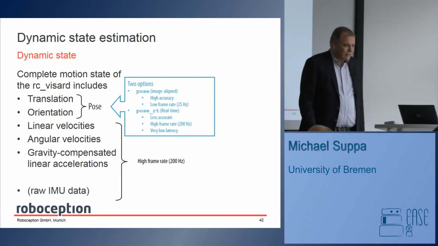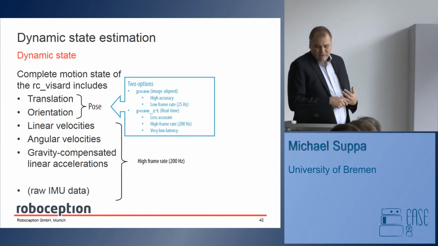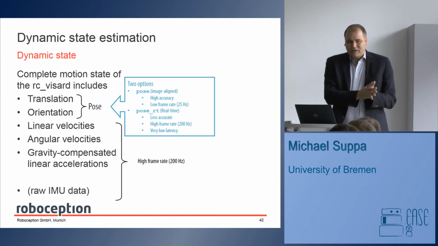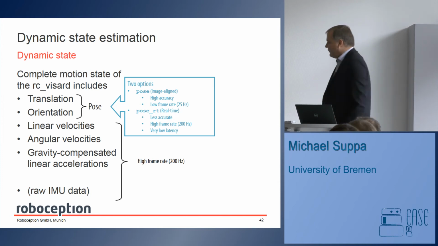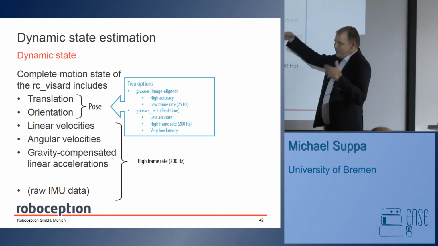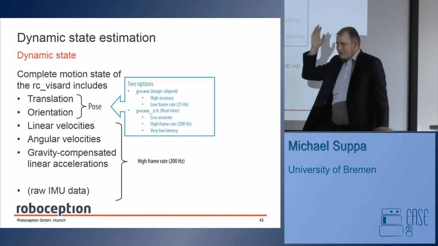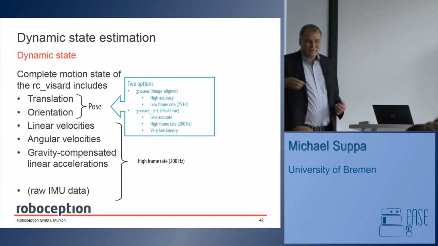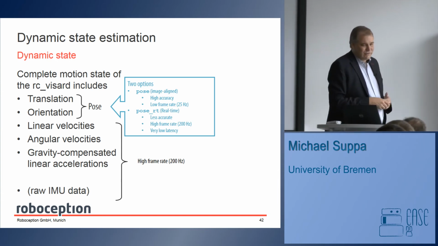We also have a real-time pose, which is at a higher frame rate. The pose is, say, for each camera image, you have a position. If you go for the real-time pose, you have a higher frame rate, because there you're not interested in the alignment between image and pose. You are interested in just how the system moves, and I don't care so much about the images.